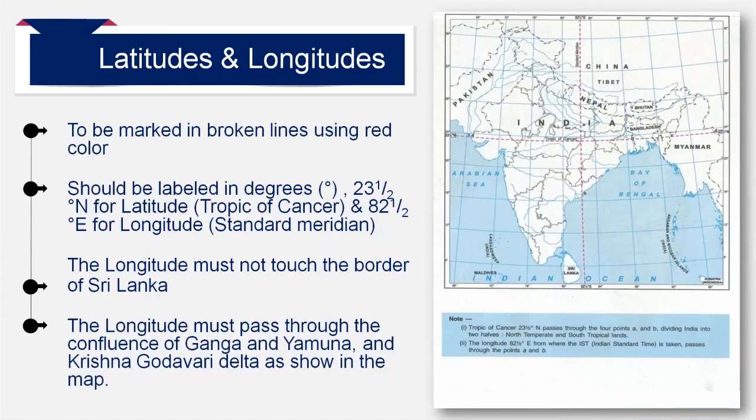Longitude 82.5° east must pass through the confluence of Yamuna and Ganga, Godavari Delta, and near Sri Lanka as shown in the map on the points A, B, and C.